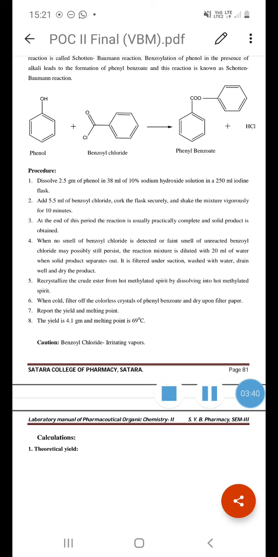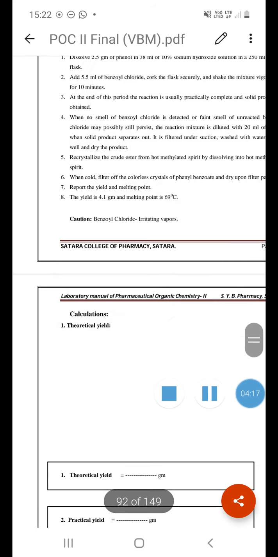Then next step, recrystallize this crude ester from hot methylated spirit by dissolving it in hot methylated spirit. This methylated spirit is used for the recrystallization process. When cold, filter off the colorless crystals of phenyl benzoate and dry upon filter paper. Then report the yield and melting point. The yield of the product is 4.1 gram and the melting point of this product is 69 degree Celsius.